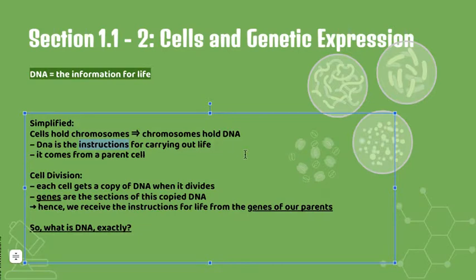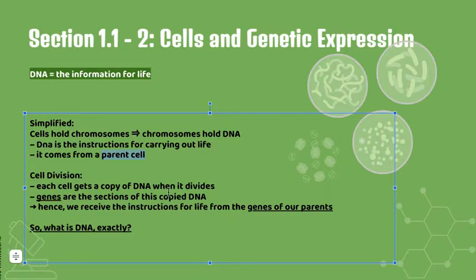Then, let's review. Cells hold chromosomes. The chromosomes hold DNA. DNA is the instructions for carrying out life. So we might want to know more about these instructions. What does it mean? What is it made of? How does it carry out instructions, and so forth? How is it passed on? Well, these instructions for life, the DNA itself, comes from the parent cell.